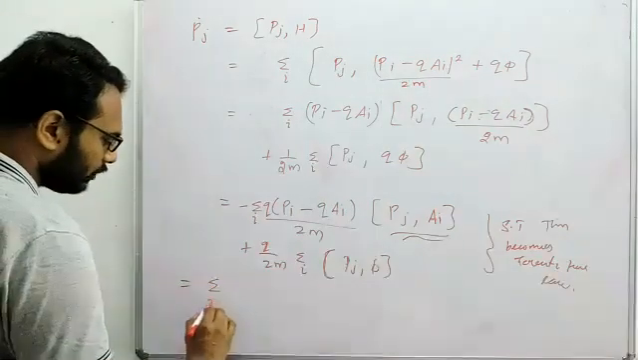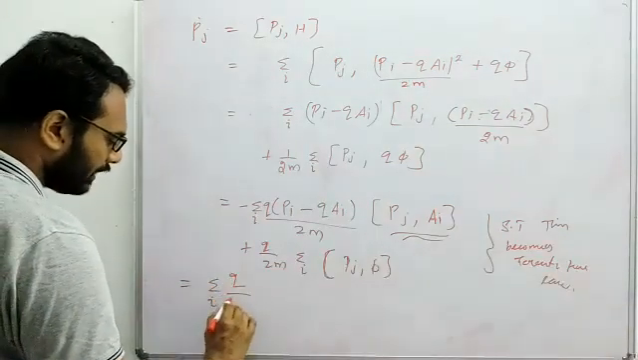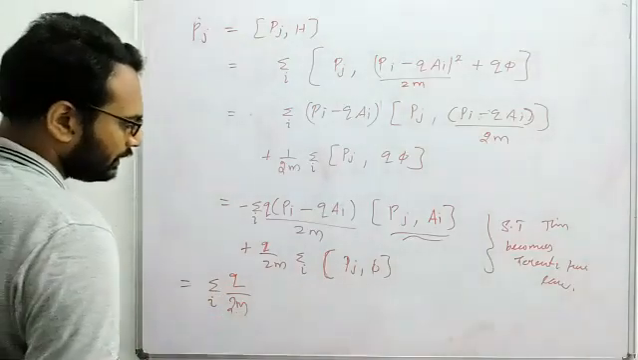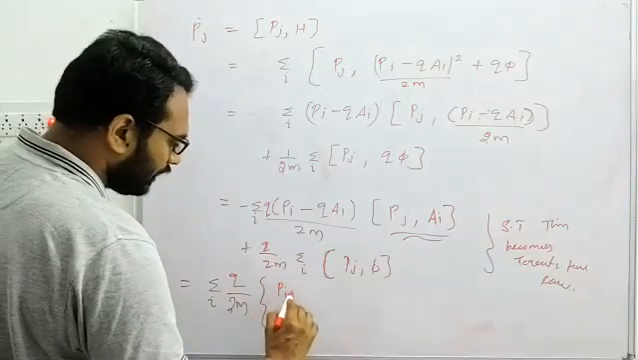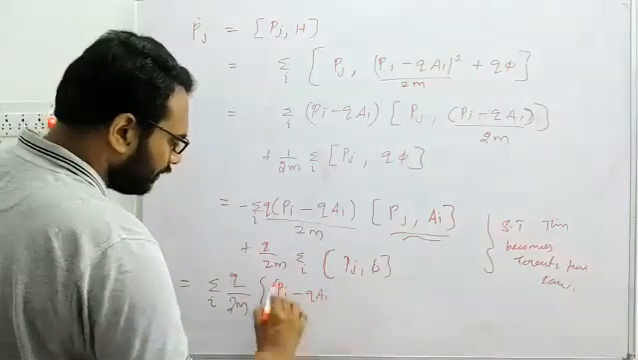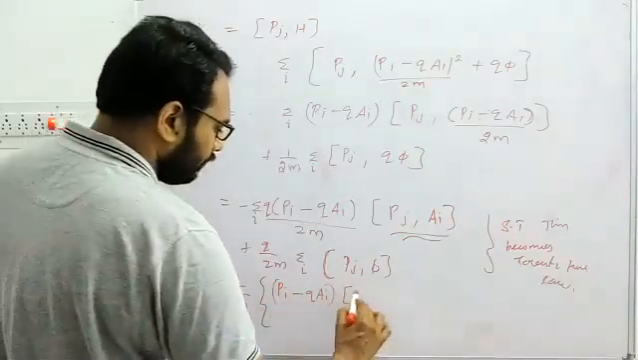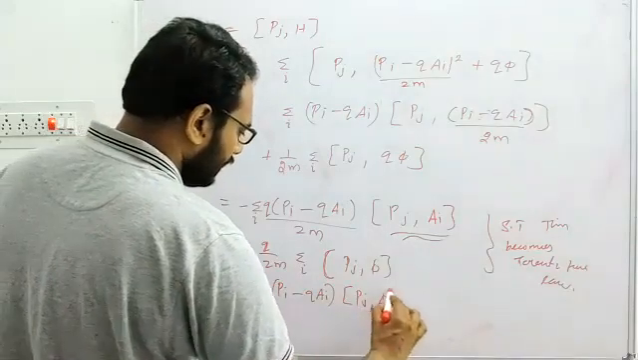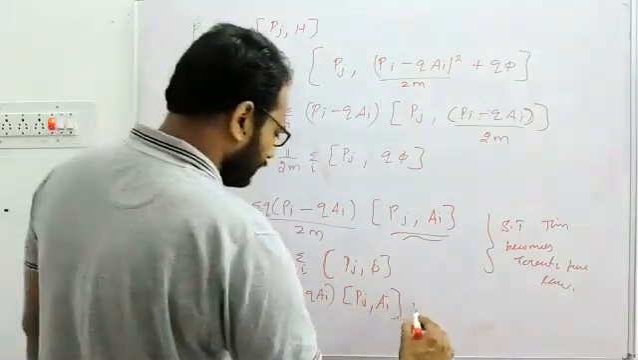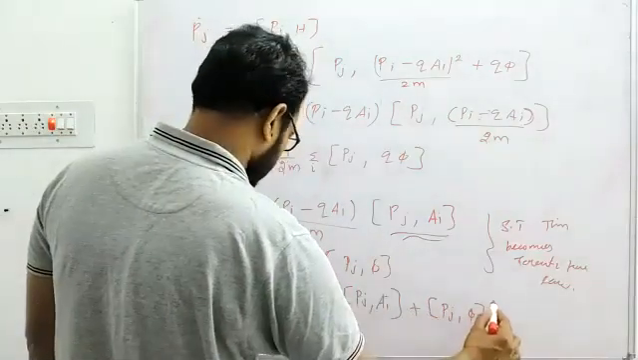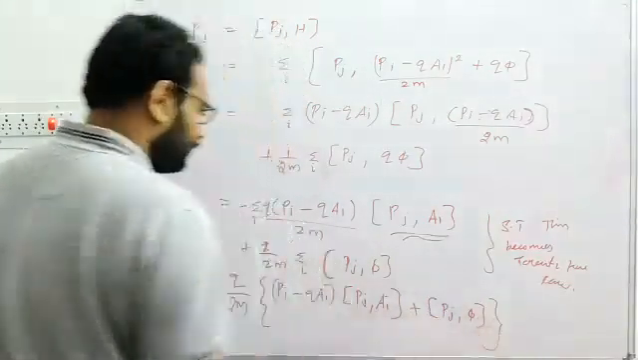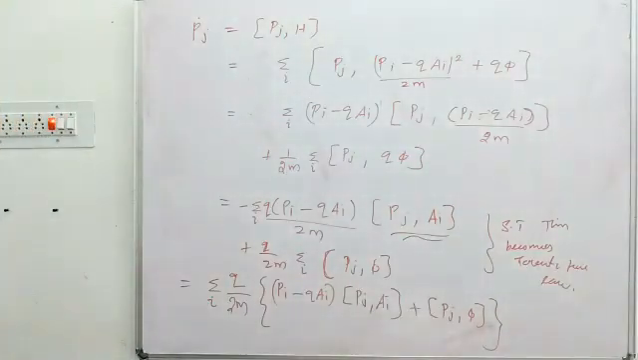This is equal to summation over i. We have Q divided by 2m taken outside, and then you have Pi minus Q Ai multiplied by the Poisson bracket of Pj with Ai, plus the Poisson bracket of Pj with phi. That would be the final answer using the Poisson brackets.